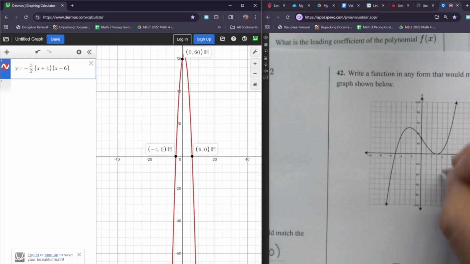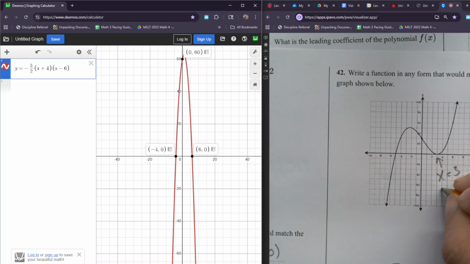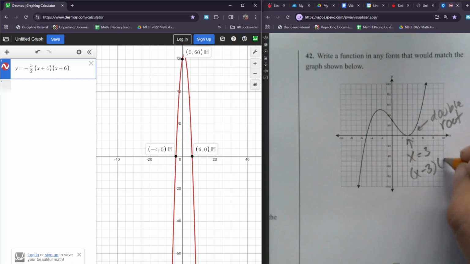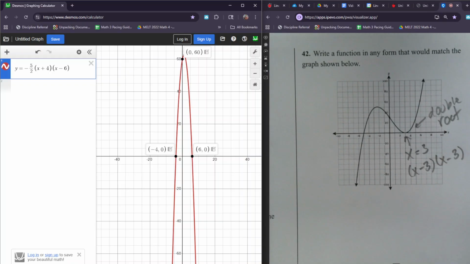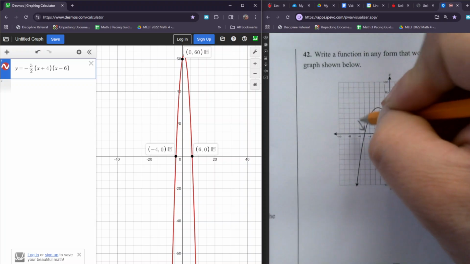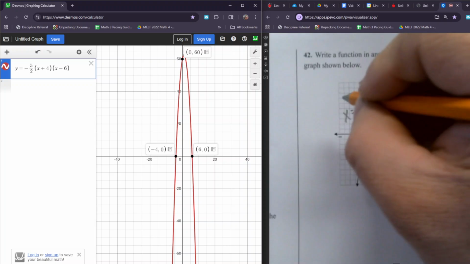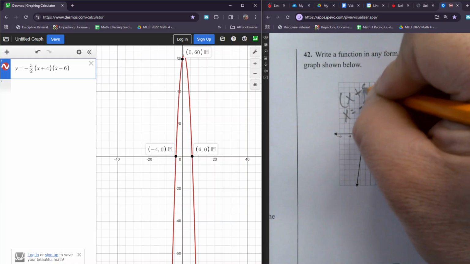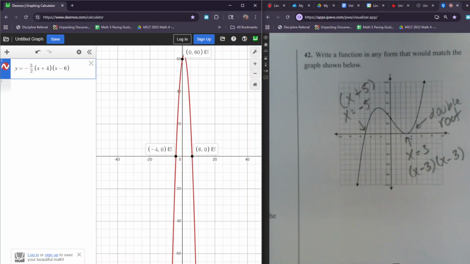Now, we know this is x equals 3. We know the factor is x minus 3, but since it touches and doesn't cross, that's a double root. Make sure you know what a double root is. So that means that's going to be x minus 3 squared, or twice. And then this one is a single root. That's x equals negative 5. So that means its factor is x plus 5. Single root, so just one time.